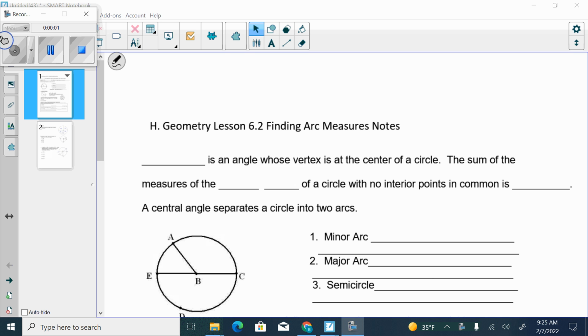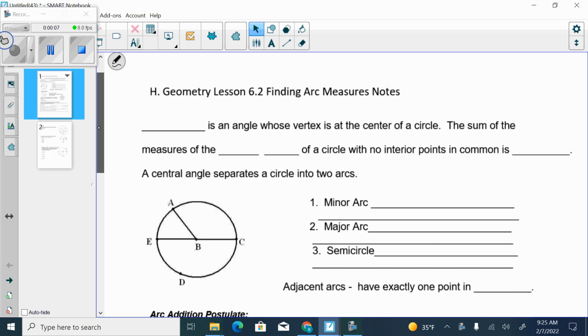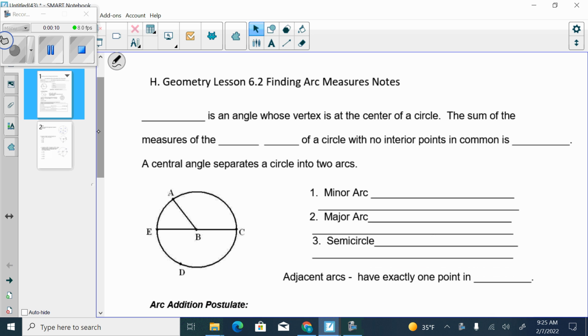We'll be talking about the arcs of our circles and how to find their degree measure. First of all, your arc measure is going to come directly from the central angle's measure. A central angle is an angle whose vertex is at the center of a circle. So here would be point B. That's where your angle is going to come from, like the lines that come from it, here to here. This would be a central angle.